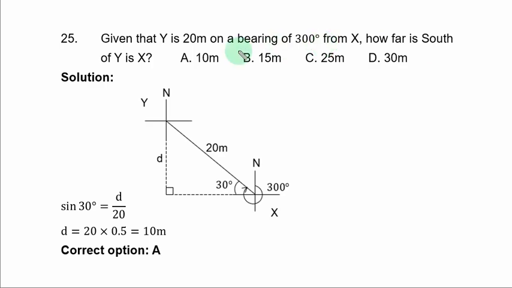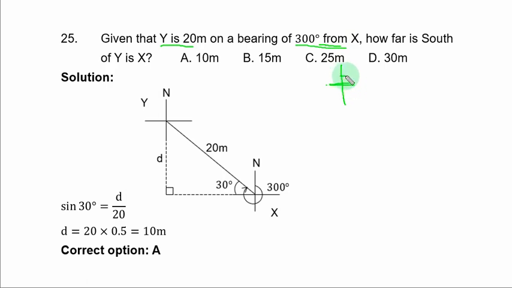Question 25. Given that Y is 20 meters on a bearing of 300 degrees from S, how far south of Y is S? Solution. From this question, the position of Y depends on S. From the word "from", you start from S. If you decide to write your S cardinal point somewhere here, the bearing is 300.